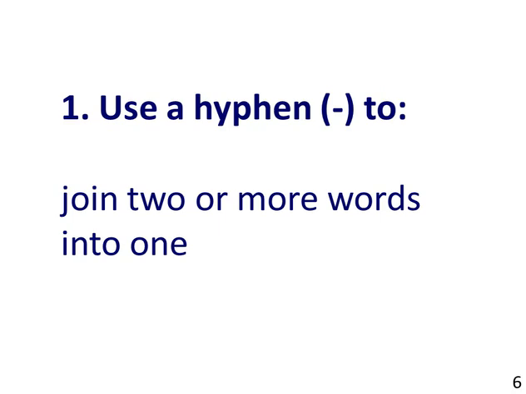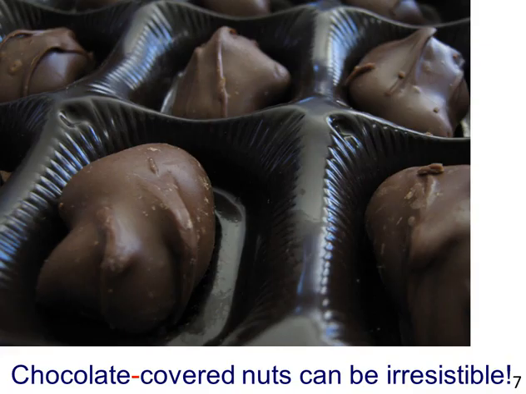Let's see how to use them. 1. Use a hyphen to join two or more words into one. The picture shows a box of chocolates. The sentence reads, "Chocolate-covered nuts can be irresistible." Note the hyphen between chocolate and covered.